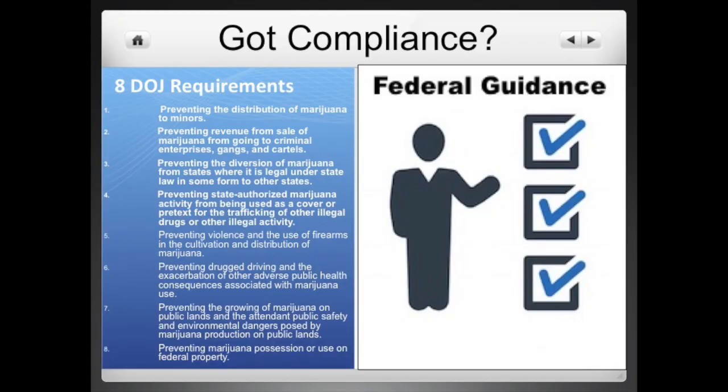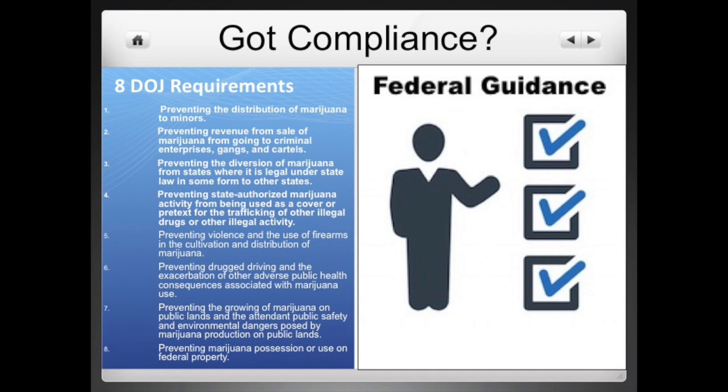As a result of guidance set forth by the Department of Justice and other federal agencies, cannabis business operators should conduct their business in a manner that takes into consideration the 8 Department of Justice requirements. Number 1. Preventing the distribution of marijuana to minors. Number 2, preventing revenue from the sale of marijuana from going to criminal enterprises, gangs, and cartels. Number 3, preventing the diversion of marijuana from states where it is legal under state law in some form to other states. Number 4, preventing state-authorized marijuana activity from being used as a cover or pretext for the trafficking of other illegal drugs or other illegal activity. Number 5, preventing violence and the use of firearms in the cultivation and distribution of marijuana.